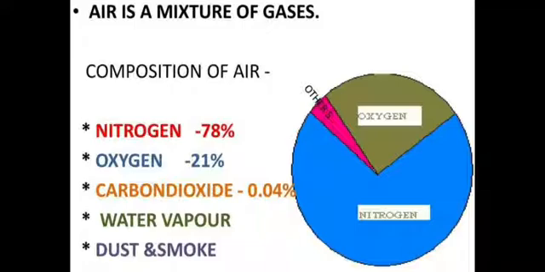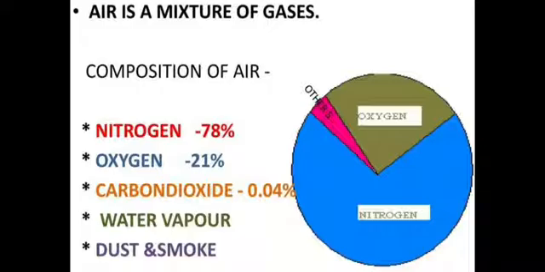Now you may wonder, ma'am, how come water vapor and dust and smoke are also a part of the composition of air? You just relate to your water cycle. In the water cycle, we have seen that by the process of evaporation and transpiration, the water enters into the atmosphere as vapors. So that is also a composition of air.